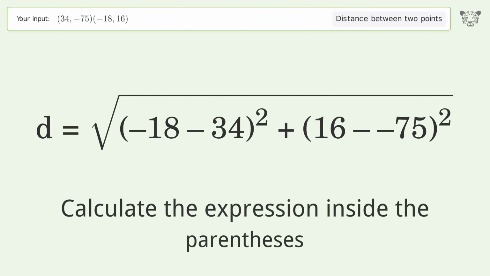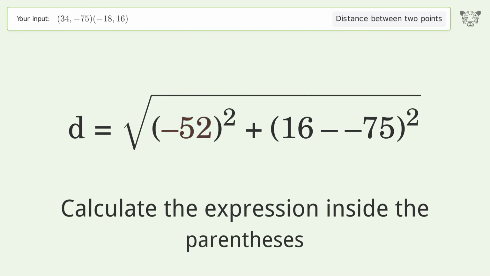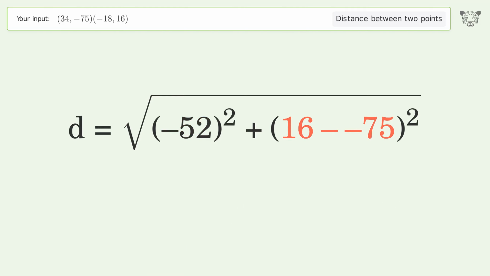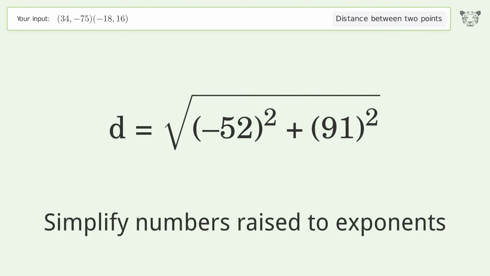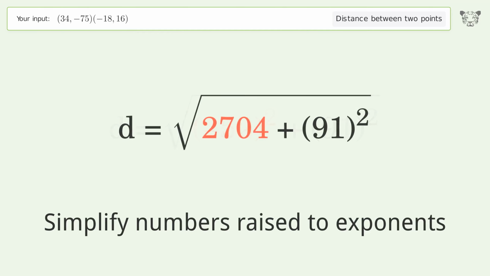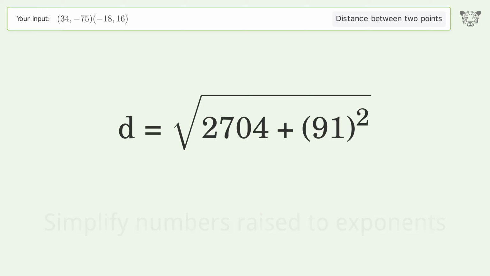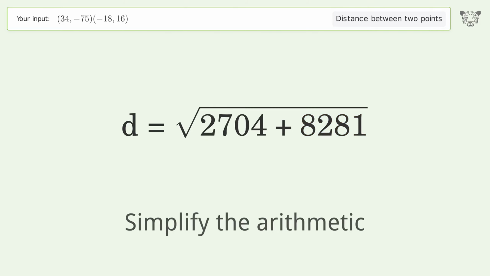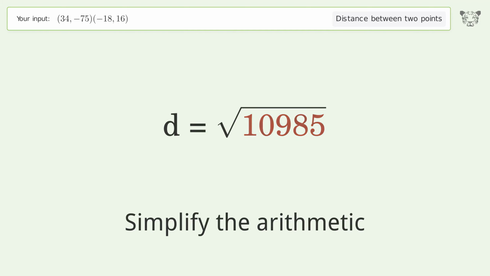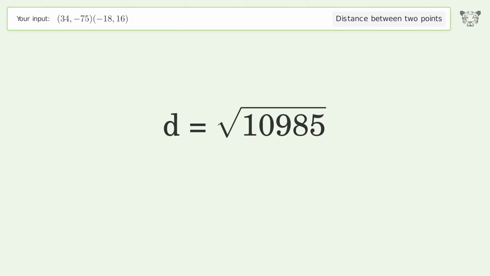Calculate the expression inside the parentheses. Simplify numbers raised to exponents. Simplify the arithmetic. And so the distance between the 2 points is the square root of 10,985, or 104.809.